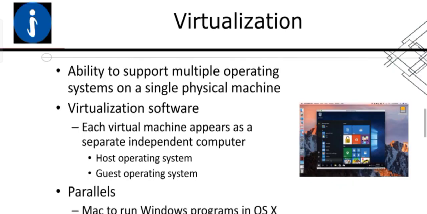Now we'll go for virtualization. I think you might be aware of virtualization. Like in most of the computer labs now, they use virtualization only. What is virtualization? Virtualization is the ability to support multiple operating systems on a single physical machine. With virtualization software, each virtual machine appears as a separate independent computer. At first there is the host operating system, and second is the guest operating system.